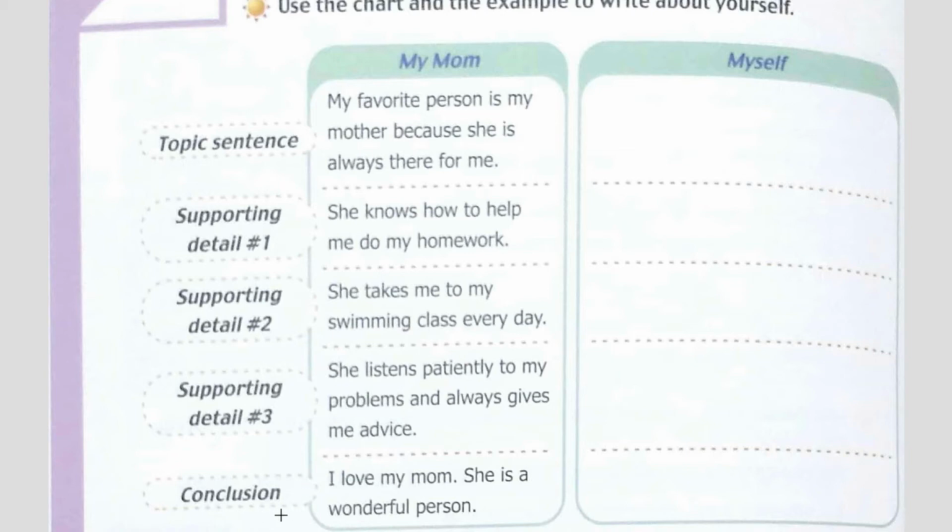And then for the concluding sentence, they wrote, I love my mom. She is a wonderful person. It's two short sentences, but they provide a good summary of what the rest of the paragraph is about. We talk about how the topic sentence says the mom is the kid's favorite person because she's always there, and we end it with she is a wonderful person. That makes perfect sense.